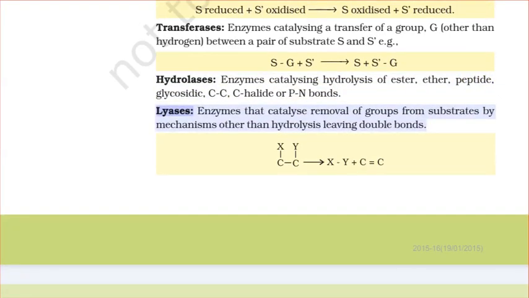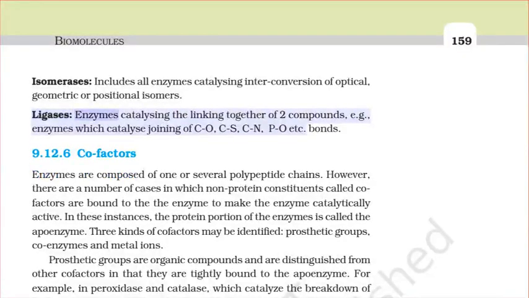Lyases: enzymes that catalyze removal of groups from substrates by mechanisms other than hydrolysis, leaving double bonds. Isomerases include all enzymes catalyzing interconversion of optical, geometric, or positional isomers. Ligases: enzymes catalyzing the linking together of two compounds, e.g., enzymes which catalyze joining of C-O, C-S, C-N, P-O, etc.